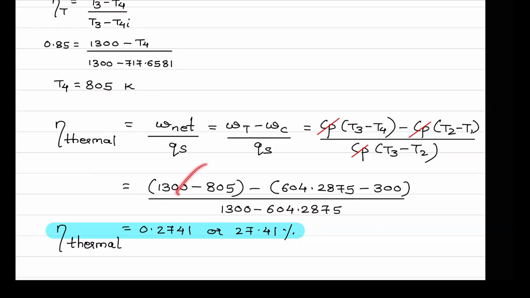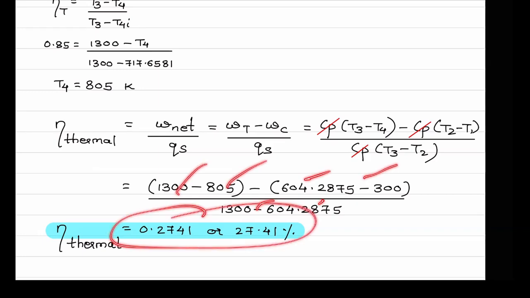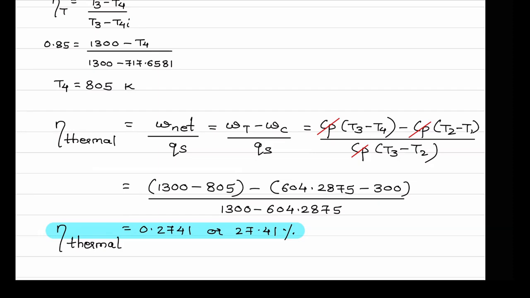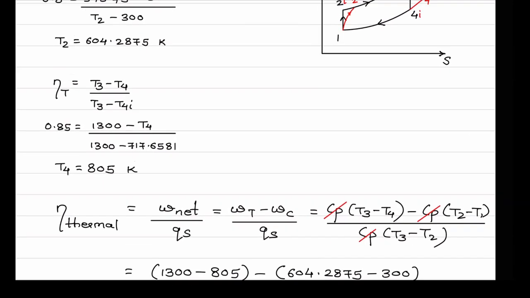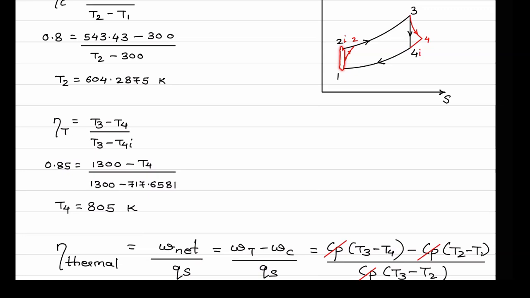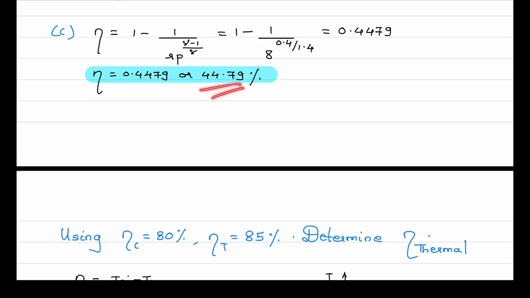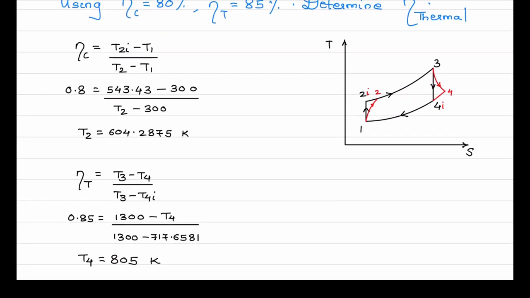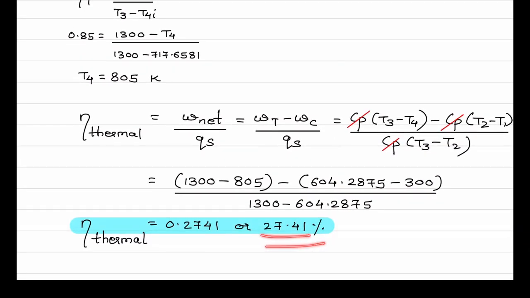Now just note, if the process of compression is isentropic, meaning vertical, and expansion is also isentropic, the efficiency is 44.79%. But if the isentropic efficiencies of compressor and turbine are given, this efficiency value drops. With these values of efficiency of compressor and turbine, the efficiency has dropped from 44.79% to 27.41%. Okay, so that is it with this problem. Today we have covered the numerical of Brayton cycle.